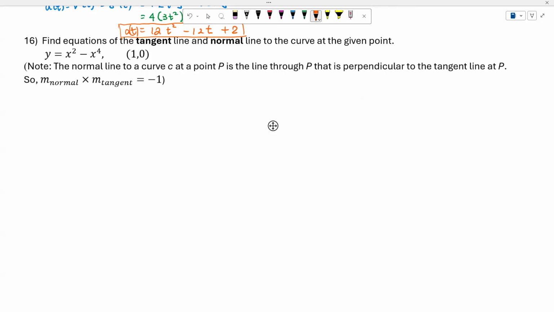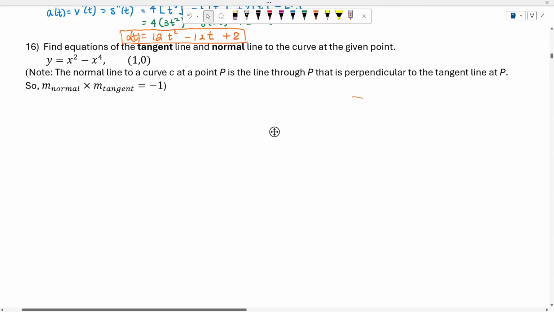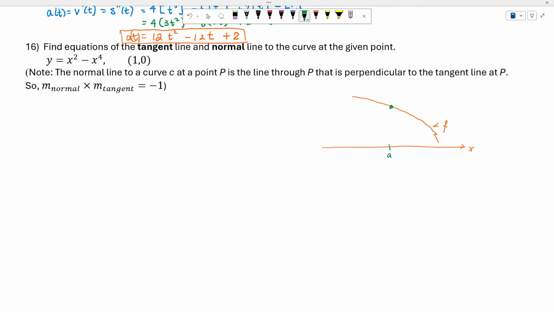So if you look at the picture, if this is the function f, and if this is the point at A, x equal to A, and of course, right now, this will be your tangent line.